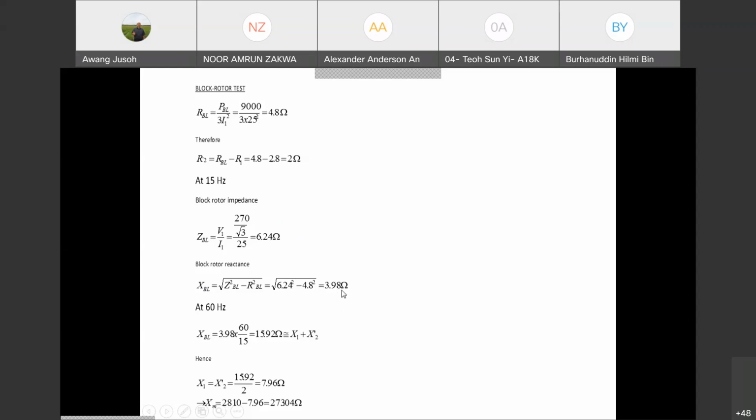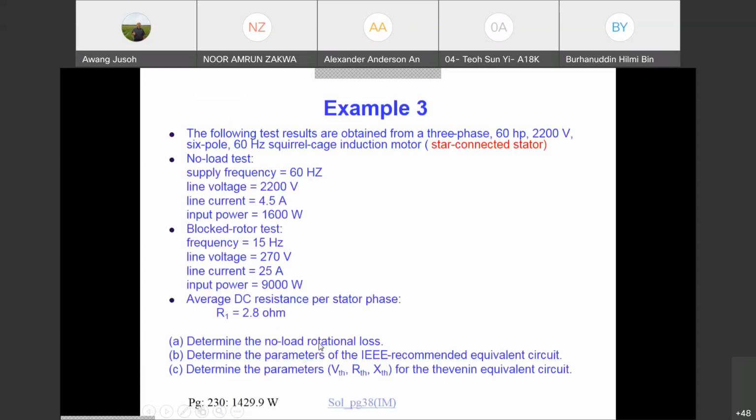So 3.98 ohm in 60 hertz equals multiplying by 60 divided by 15. This is the conversion ratio. So this one is equivalent to 15.92 ohm in 60 hertz. So if we do the test in 60 hertz, we get this component, 15.92 ohm. Conversion only. So this one equals X1 plus X2.